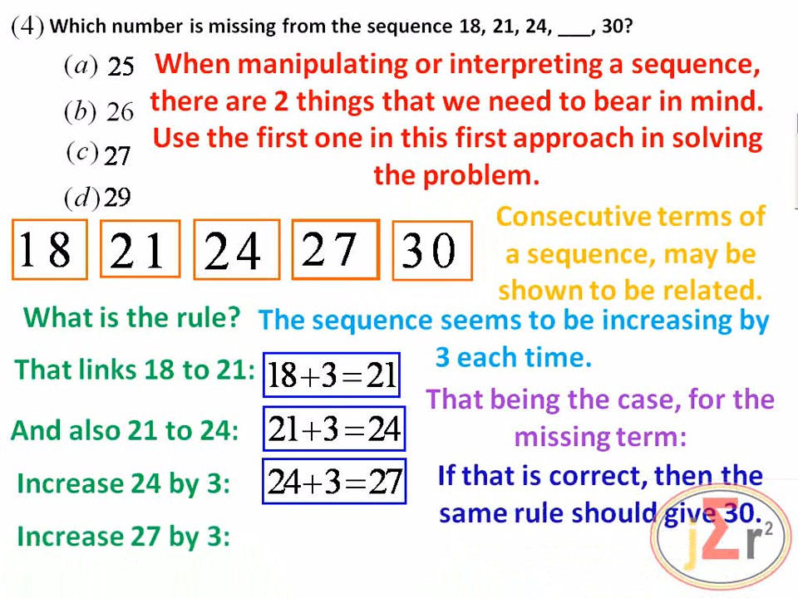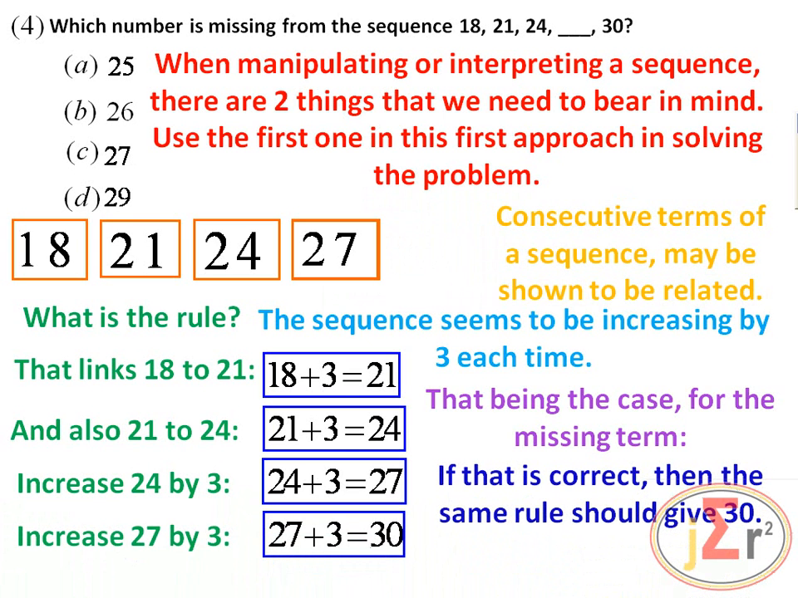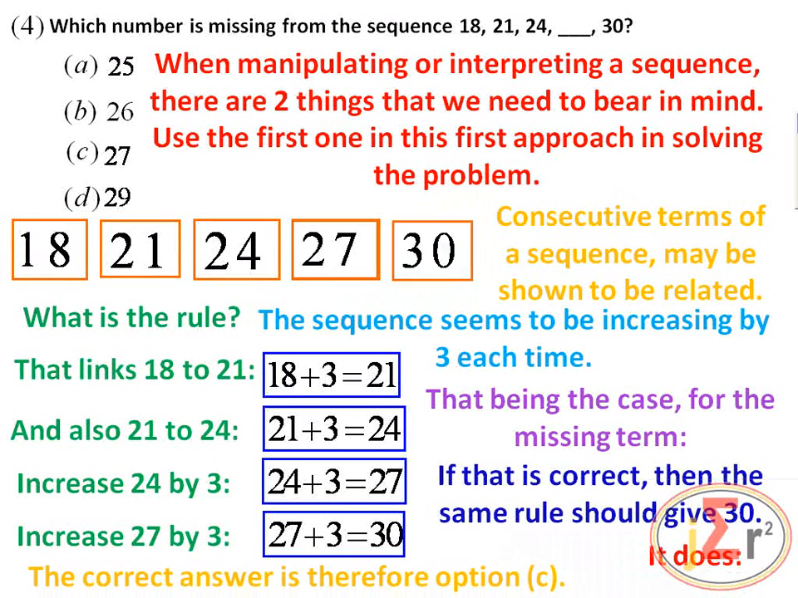If that is correct, then the same rule should give 30. Does it give 30? Yes. Add 3 to 27 and the result is? 30. Right, so 27 plus 3 is equal to 30. It does. The correct answer is therefore option C.